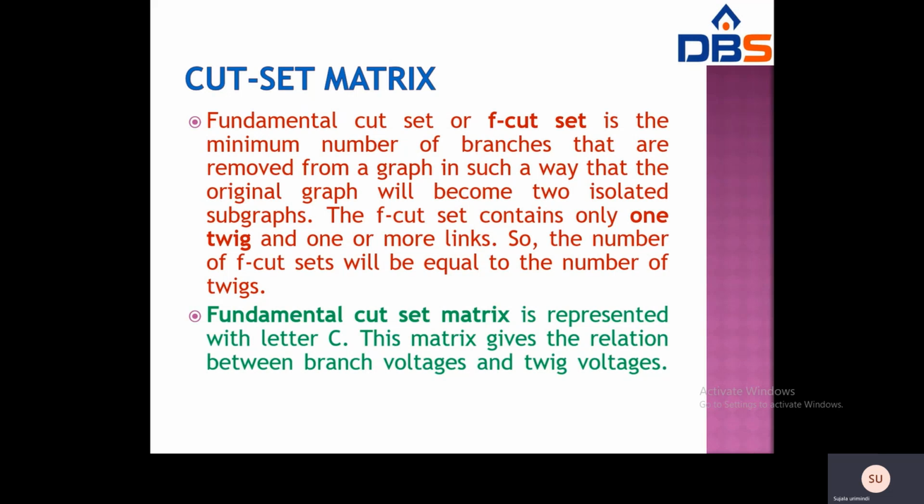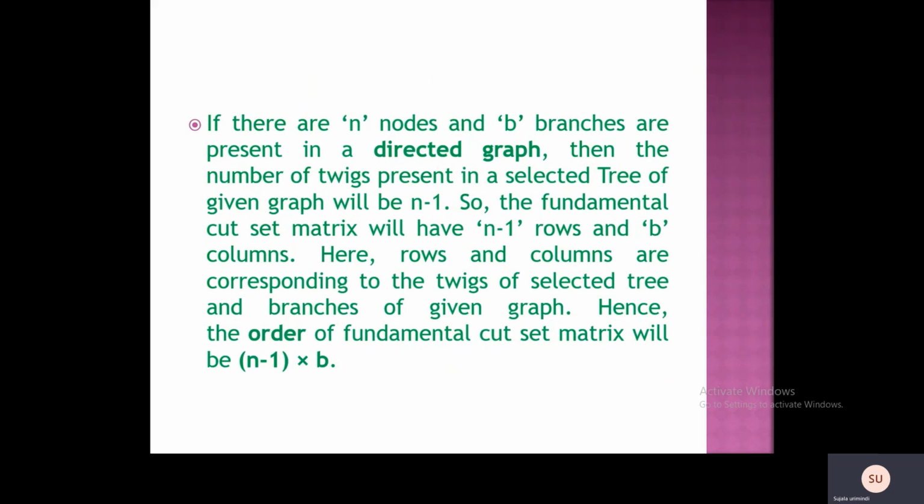So the fundamental cut set matrix is represented with the letter C. This matrix is a relation between branch voltages and twig voltages. Branch currents and link currents is nothing but the tie set. Branch voltages and twig voltages is nothing but the cut set matrix.